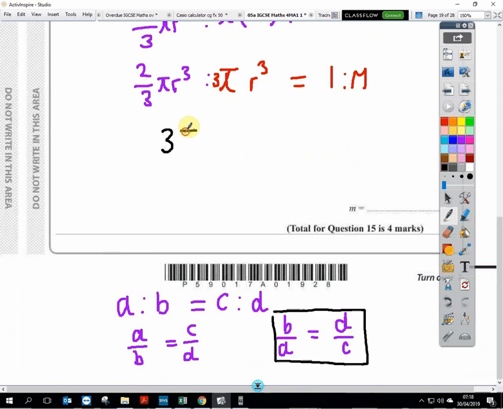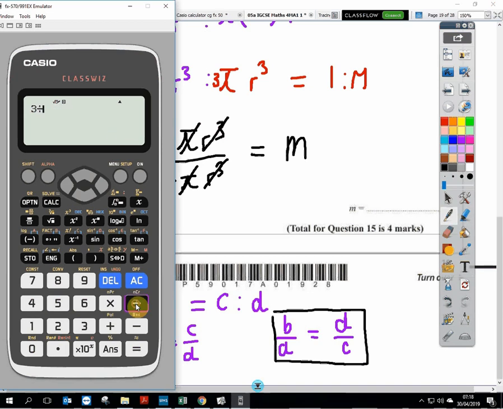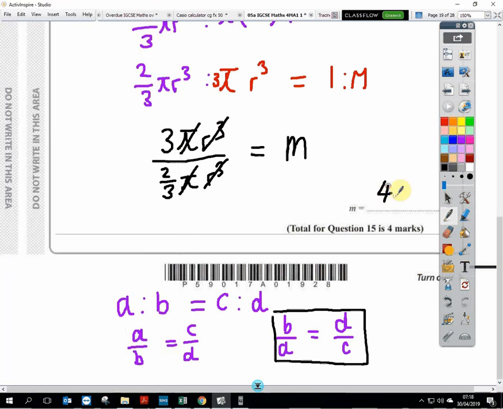So we have 3 pi r cubed over 2/3 pi r cubed is equal to m over 1, and m over 1 is m. R cubed cancels with r cubed, pi cancels with pi, and all we need to do now is 3 divided by 2/3. Type it in the calculator, or you can work it out yourself, and you end up with 9/2, which is 4.5. 4.5 is equal to m.